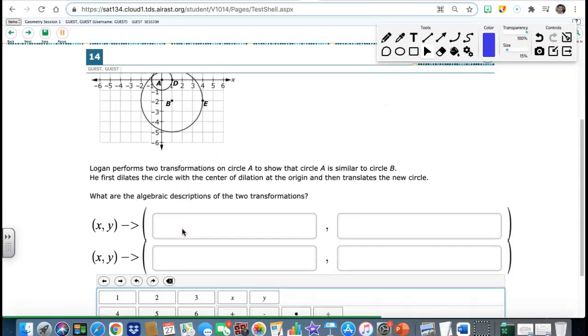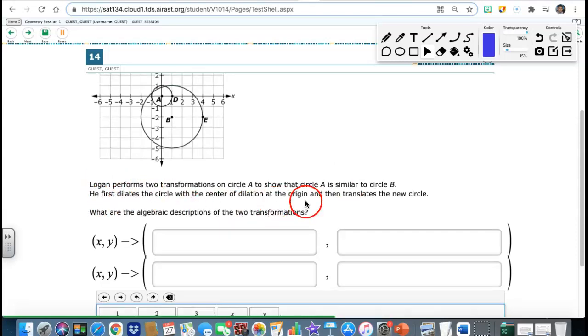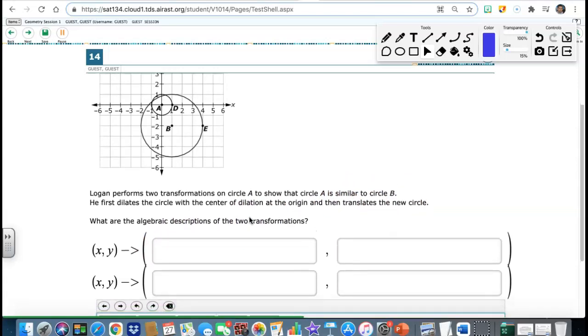Let's keep reading. Logan performed 2 transformations on circle A to show that circle A is similar to circle B. All circles are similar. It's just a matter of seeing what the transformations are. He first dilates the circle with the center of dilation at the origin and then translates the new circle. Okay, so he's going from A to B. Dilates means make it bigger. Alright, so dilation and then translation. What is the right description of the two? Alright, cool. Easy. So guys, we're going from the little one to the big one.